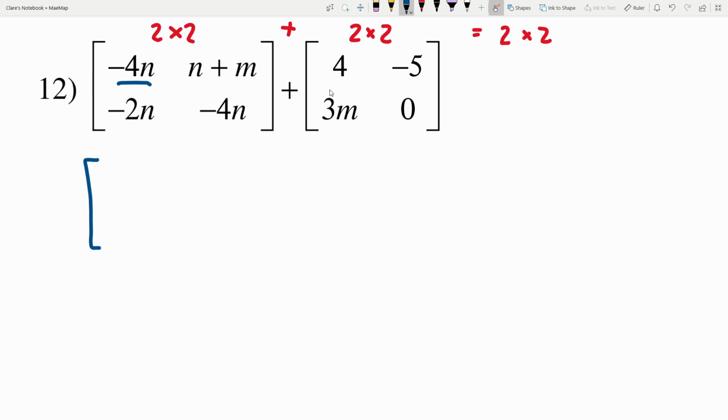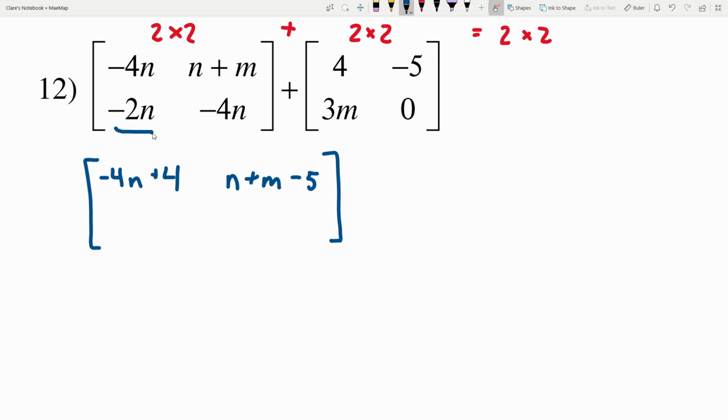First row, first column plus first row, first column: negative 4n plus 4. And then first row, second column, n plus m, added to first row, second column, negative 5, that would be n plus m minus 5, because adding a negative is the same as subtracting a positive. So that takes care of my first row in my answer. Now I just need to look at the bottom row.